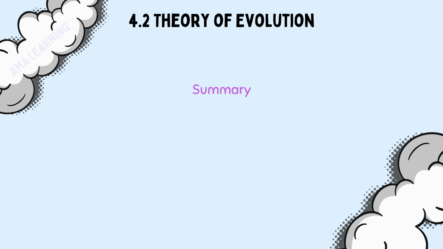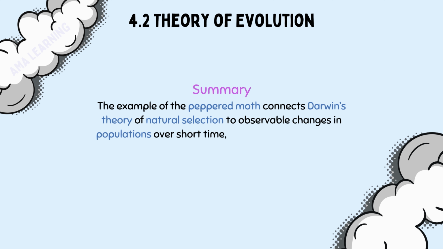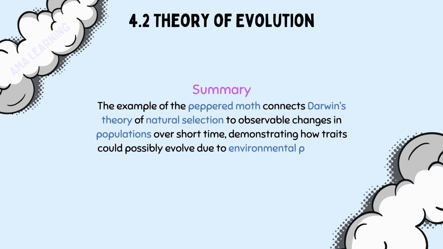In summary, the example of the peppered moth connects Darwin's theory of natural selection to observable changes in populations over a short time, demonstrating how traits could evolve due to environmental pressures.